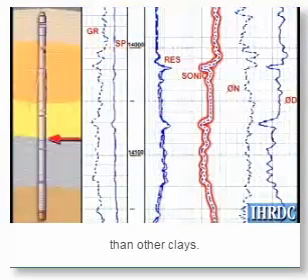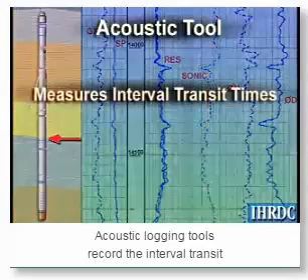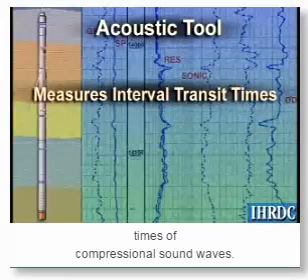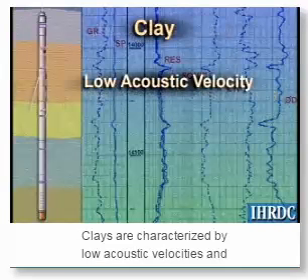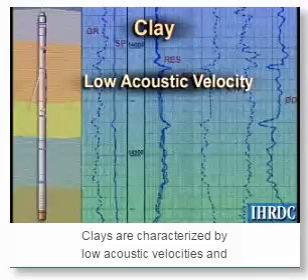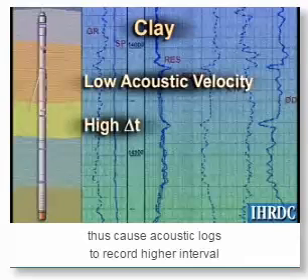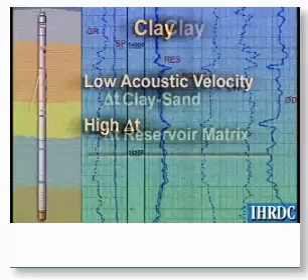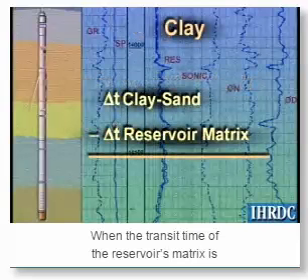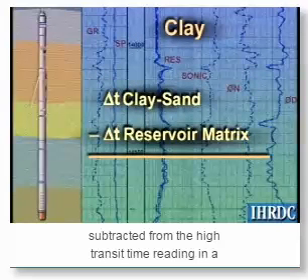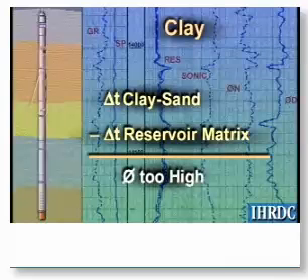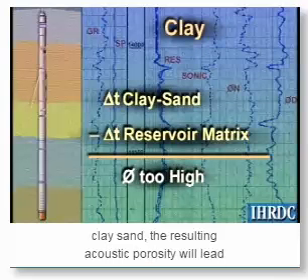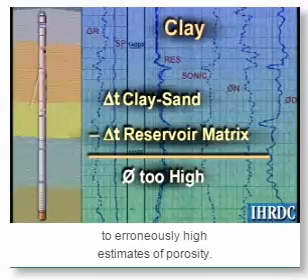Acoustic logging tools record the interval transit times of compressional sound waves. Clays are characterized by low acoustic velocities, and thus cause acoustic logs to record higher interval transit times. When the transit time of the reservoir's matrix is subtracted from the high transit time reading in a clay sand, the resulting acoustic porosity will lead to erroneously high estimates of porosity.